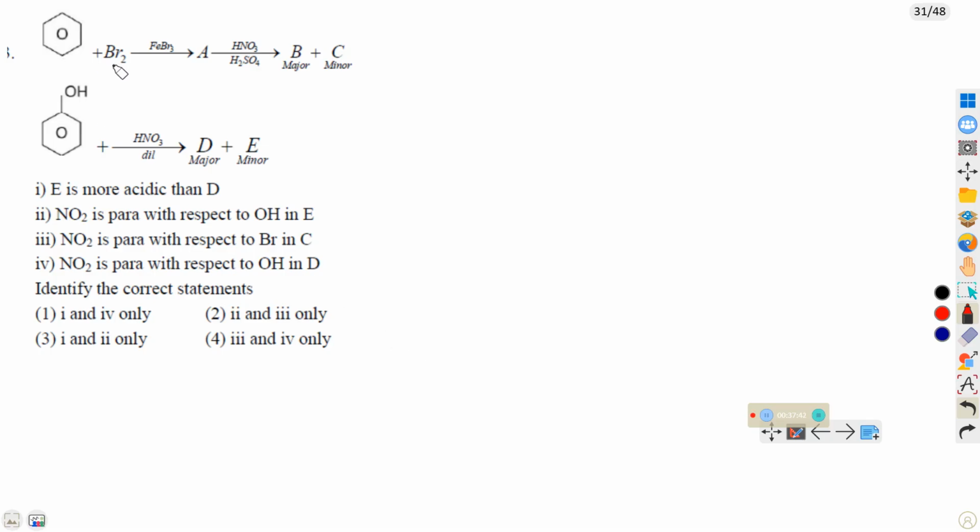Benzene reacts with bromine in the presence of Lewis acid. The process is bromination, halogenation, and it gives bromobenzene. So bromine is an electron donating group with respect to the resonance effect in substituted benzene. It undergoes nitration. Then it gives the major product para-nitro bromobenzene. The minor product is ortho-nitro bromobenzene.